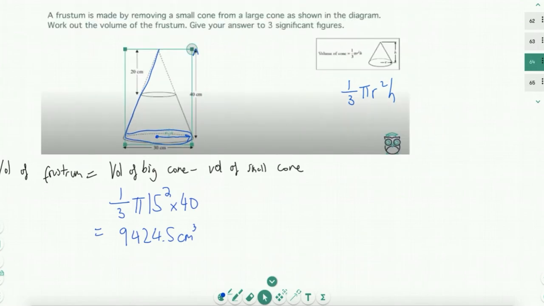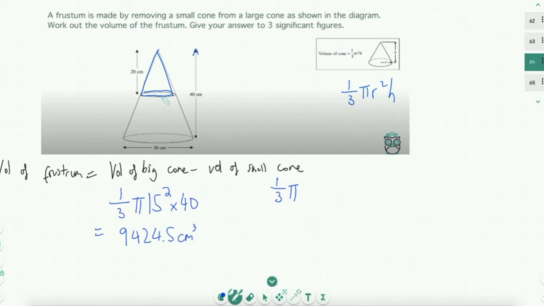But I notice a problem. We look at the small cone. So it'll be 1/3 pi. We don't know what the radius of the cone is. If we don't know the radius, it's going to be impossible to find the volume. So let's just leave the radius as r squared. And the height, we're lucky, it's 20, times 20. So somehow we have to find the radius of the small cone. And how are we supposed to do that?